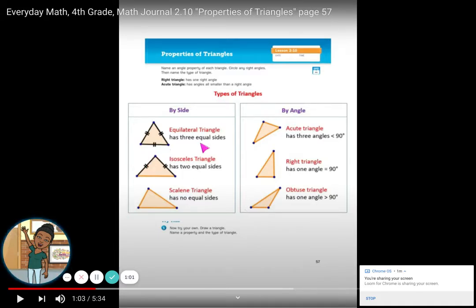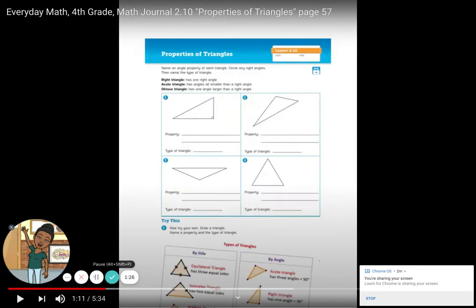On the sides, an equilateral triangle has 3 equal sides. An isosceles triangle has 2 equal sides. A scalene triangle has no equal sides. And of course, equal means the same. And also take notes on the angles. You should already have these, but just in case, now is a good time to write them down again because you will use these notes to identify the properties of triangles for today's lesson.